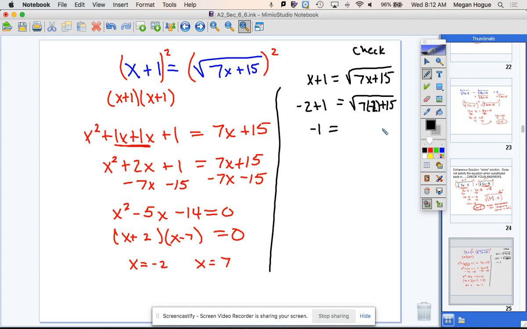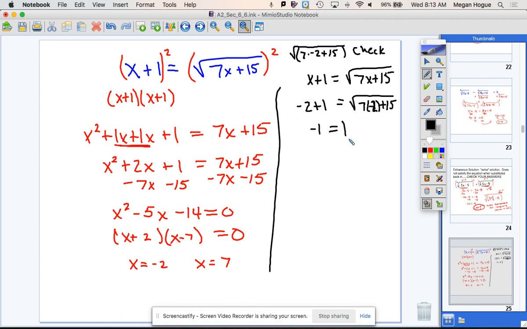All right, calculators. So you're going to hit the square root button. It gives you a parenthesis, doesn't it? Yeah, the regular square root does. So you don't need to hit the second button here. You're going to do 7 times -2 plus 15, close your parenthesis. What do you get?